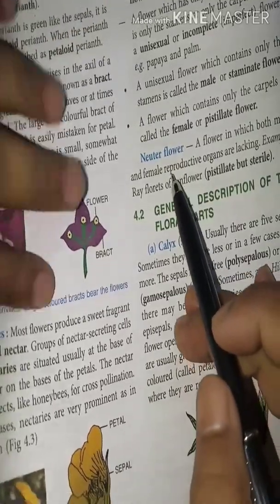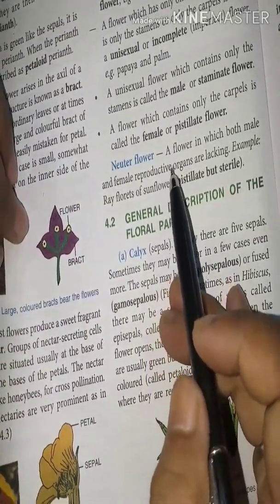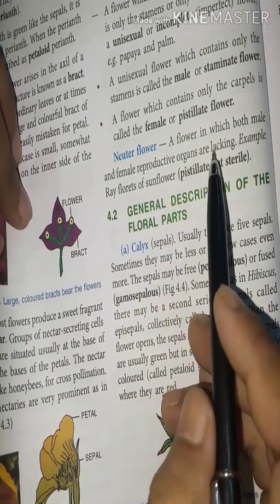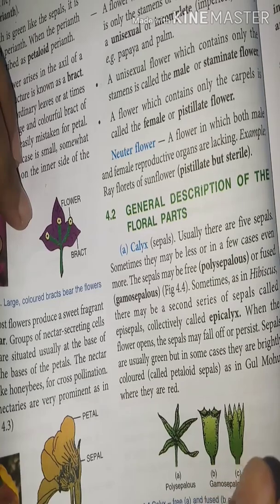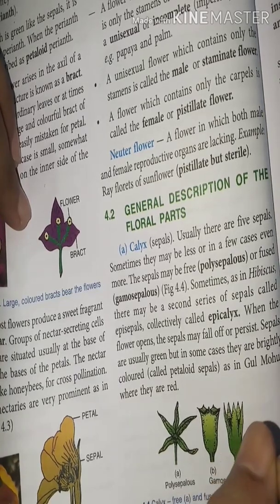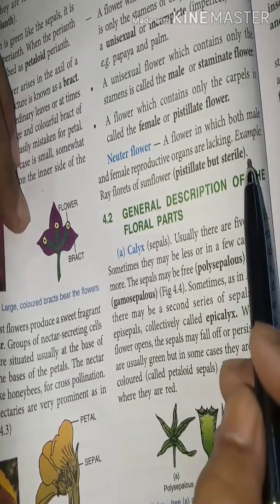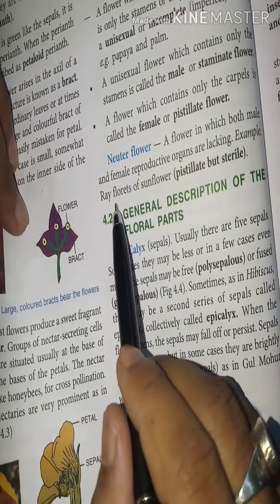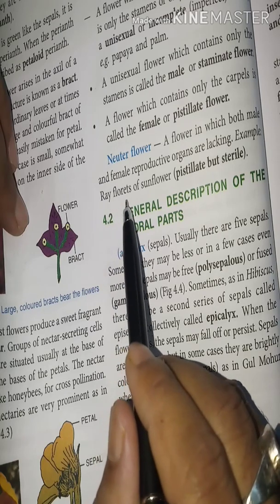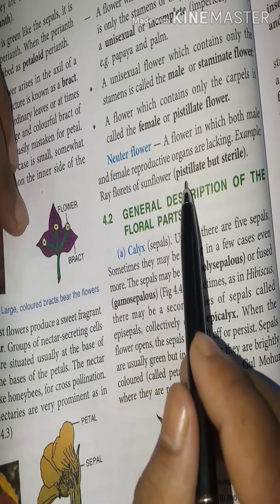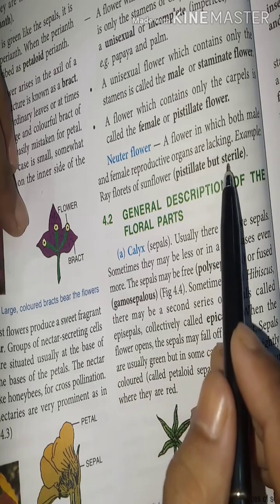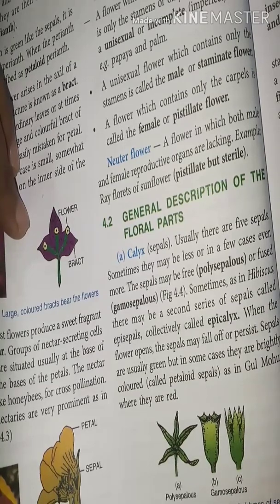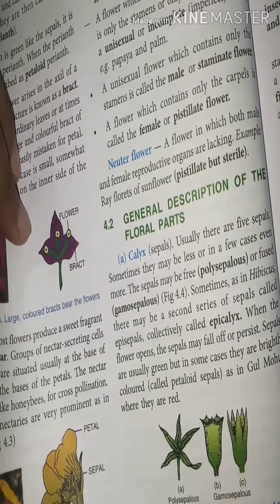that is the neuter flower. A flower in which both male and female reproductive organs are lacking, meaning the flower does not contain any reproductive part. Such flowers are known as neuter. An example is the ray florets of sunflower, pistillate but sterile. Sterile means this flower cannot reproduce into a new plant. Clear? Okay.